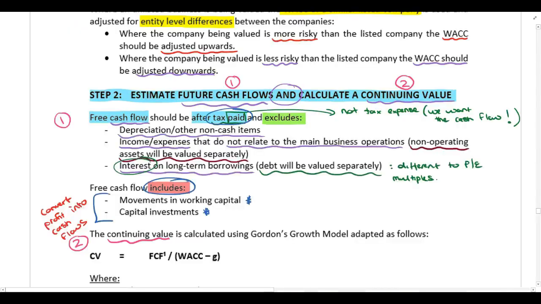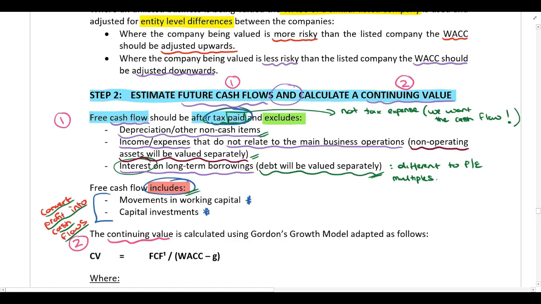Go back to your framework. So we started our calculation with profit before tax. We deducted tax paid. We've excluded depreciation and non-cash items. We've excluded dividend income because we are going to value the investments separately. We've excluded finance costs because we are going to value debt separately. We now just need to include our movement in working capital and any capital investments so that we can convert this profit into a cash flow.